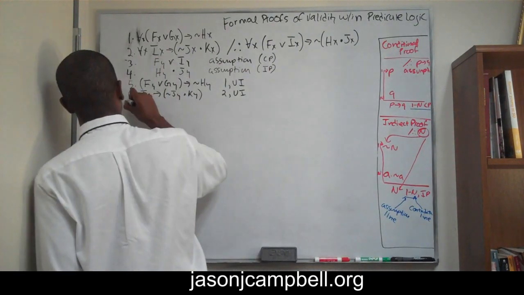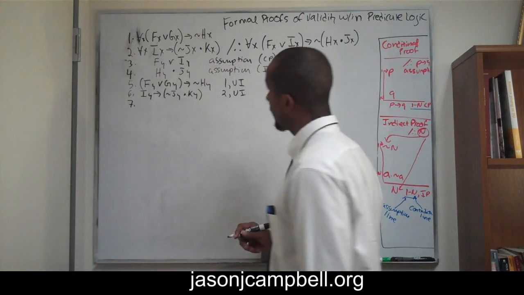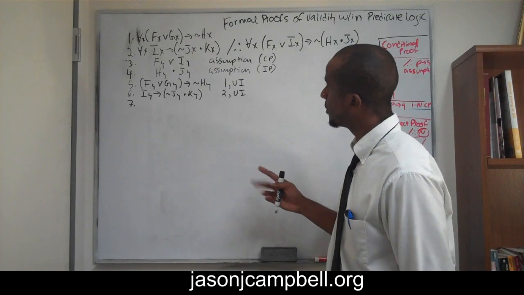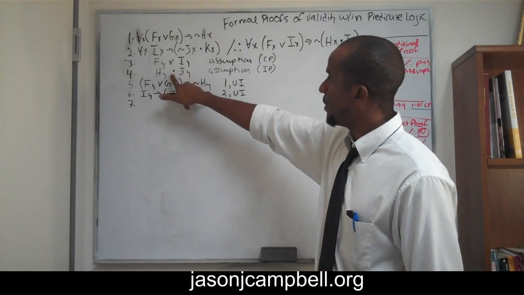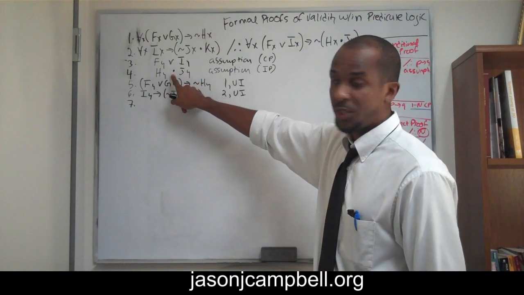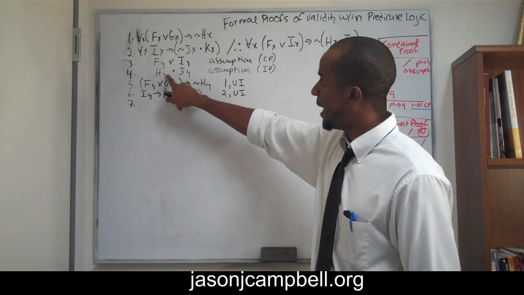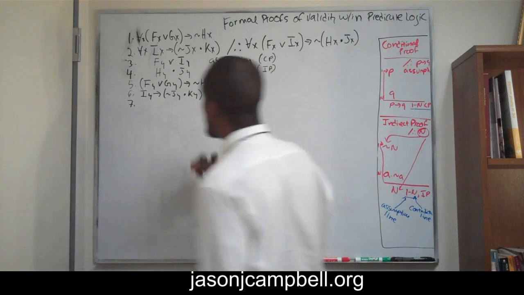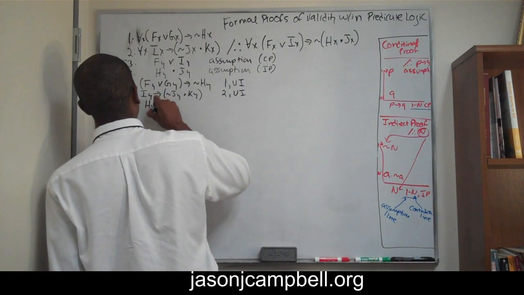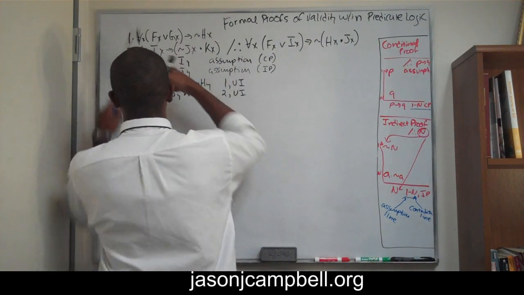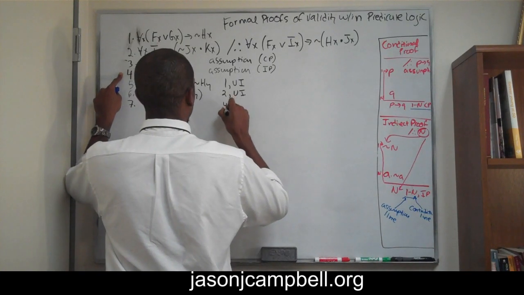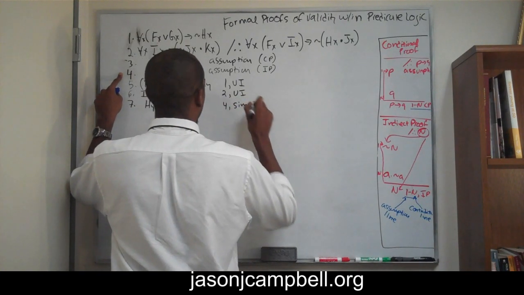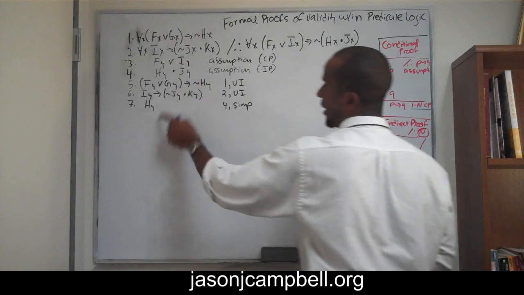Our next line, line 7. Let's see what we can reduce a bit. We see that we have a conjunction here. This conjunction can allow us to get this HY, right? So we can get HY, or Y is an H, from a simplification on line 4. So that's line 4 simp. So we get HY from simplifying line 4.